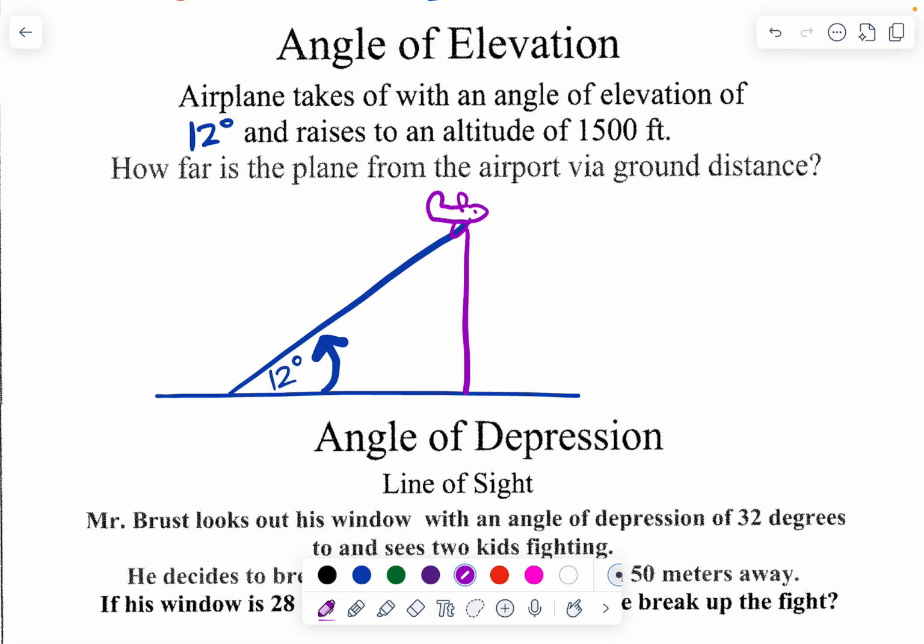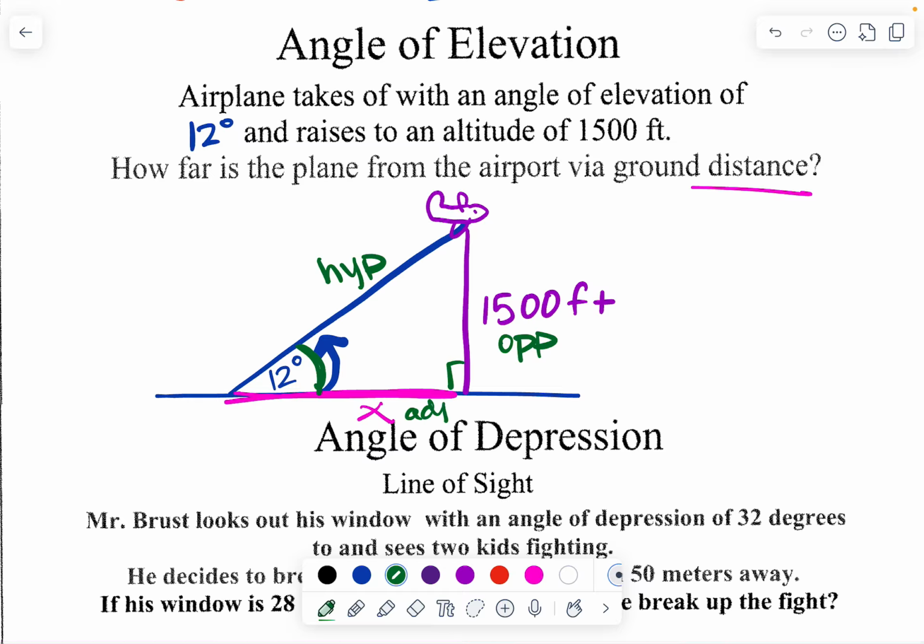So here's my elevation and altitude of 1,500 feet. How far is the plane from the airport via ground? So here's the ground. So what we're looking for here is, what's this? Okay, so what do we know? Well, we're going to label this just like we did before. So here's my angle, here's my opposite side, here's my hypotenuse side because this is the right angle, and here's my adjacent side. I'm looking for the adjacent side, and I know the opposite.